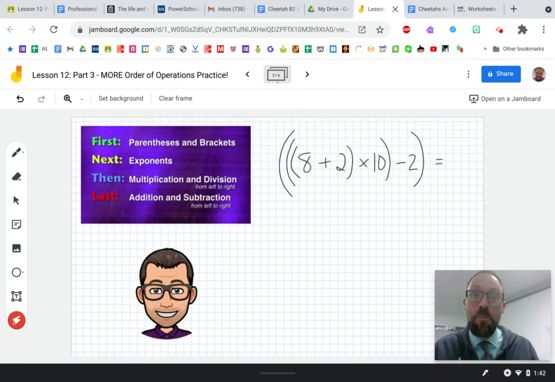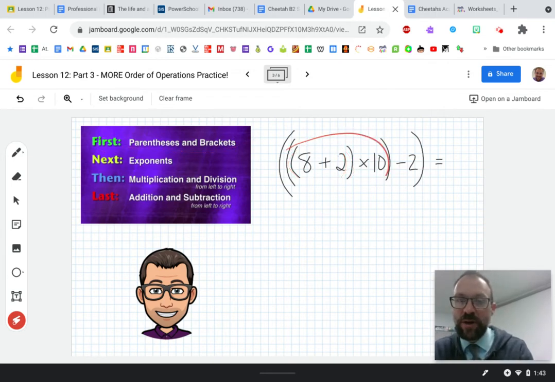What happens if we add more parentheses? Here we see the same problem. We still have 8 plus 2 times 10, but now that entire equation from the last slide is now inside another set of parentheses that adds a minus 2. Now what do we do? Well, the answer is the same. We have to tackle all the parentheses and brackets first. And so what we're going to do is start with the innermost set of parentheses and work our way slowly out to the outermost set.